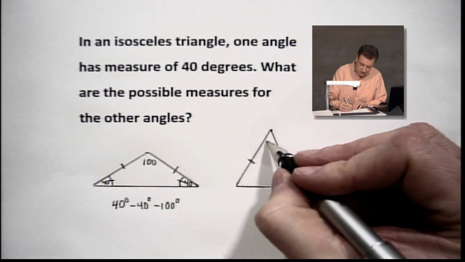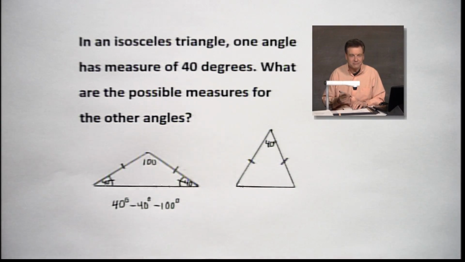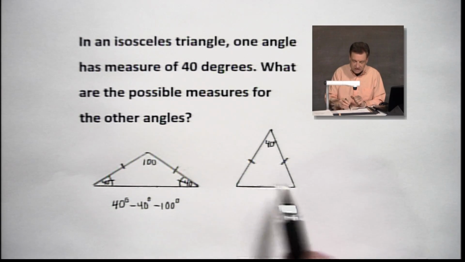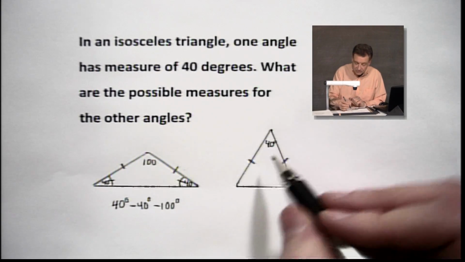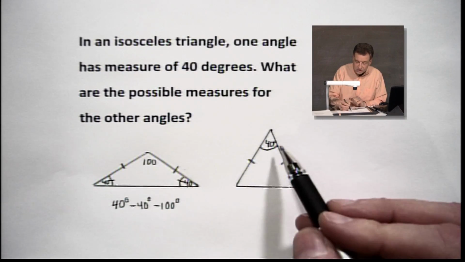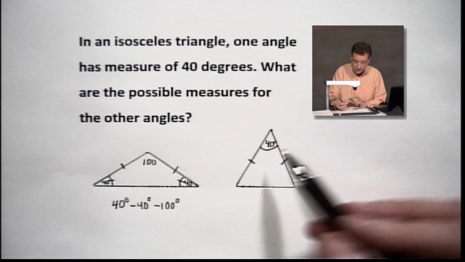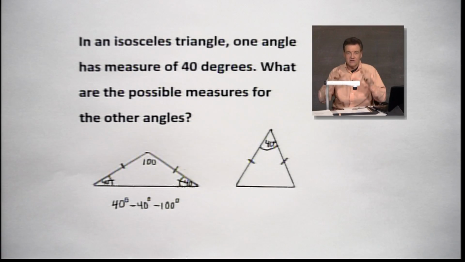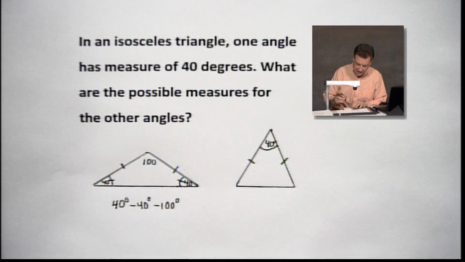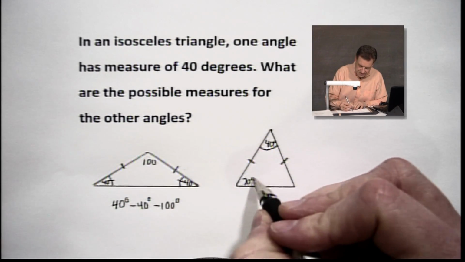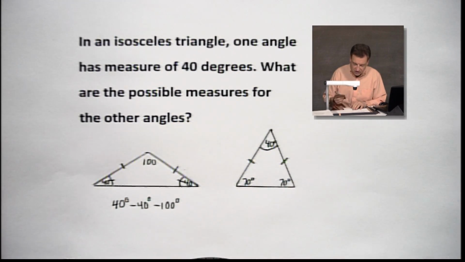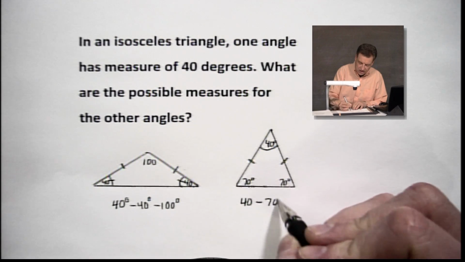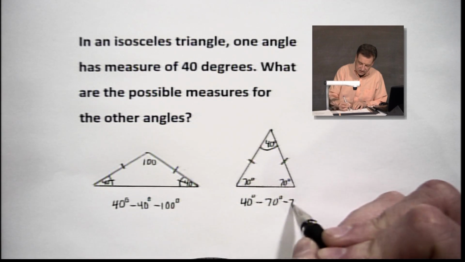So my other option is to have the 40 degrees up here at the top. And that means I've still got 140 degrees to split between the base angles down here. This time, this is called the vertex angle at the top. This one time, the vertex angle is 40. Over here, it was 100. So let's subtract 40 from 180, and we're going to pick up 70 and 70 degrees. So here's the situation on this one: we've got 40, and then my other angles are going to be 70 and 70.